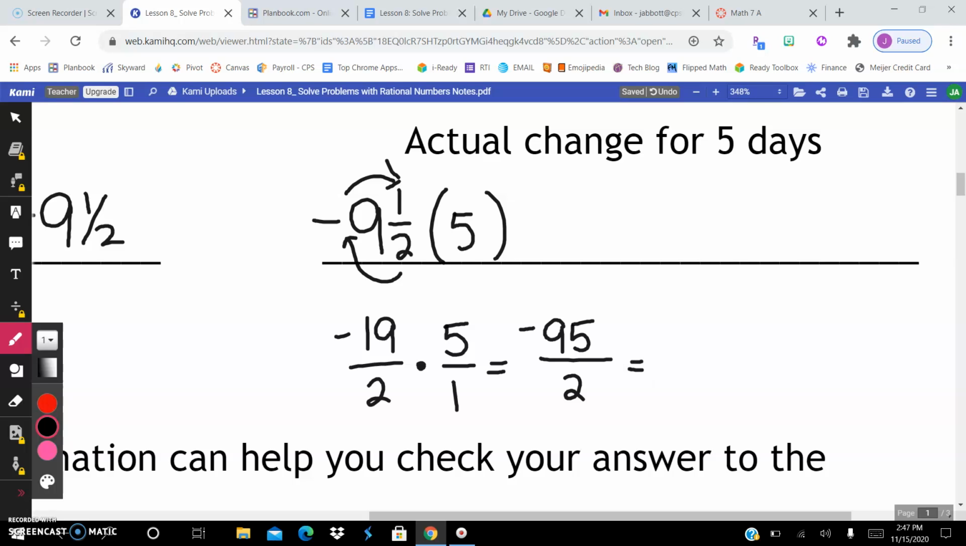And to reduce this, how many 2's are in 95? That would be 47. 47 times 2 would be 94. And that would leave me with 1 left over, and we have to bring over our negative sign. So our answer is negative 47 1/2.